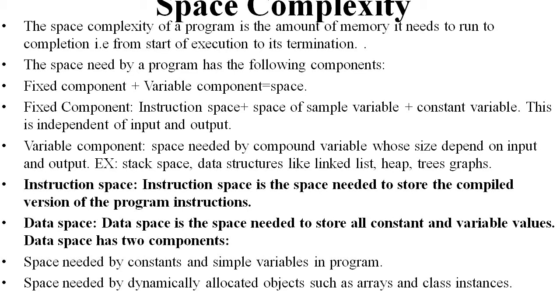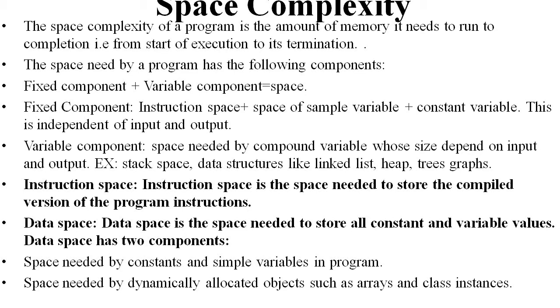Space complexity. The space complexity of a program is the amount of memory it needs to run, or to complete the program from start to end. This amount of space we can calculate by using two components: fixed component and variable component.